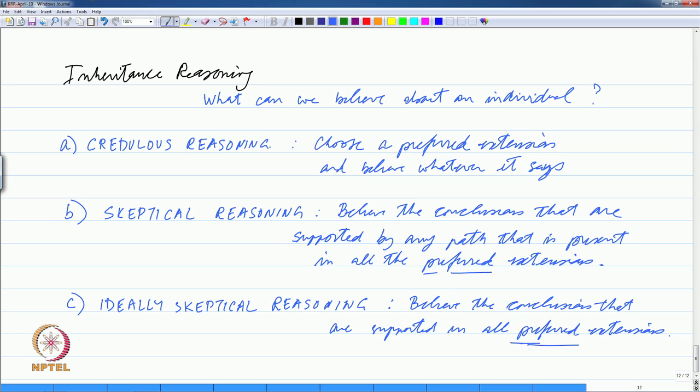In fact, in all the three, preferred is important. In the first case, any preferred in the credulous extension, any preferred extension you are willing to accept, but for the B and the C cases, this "all" is important. All preferred extensions must support this fact.